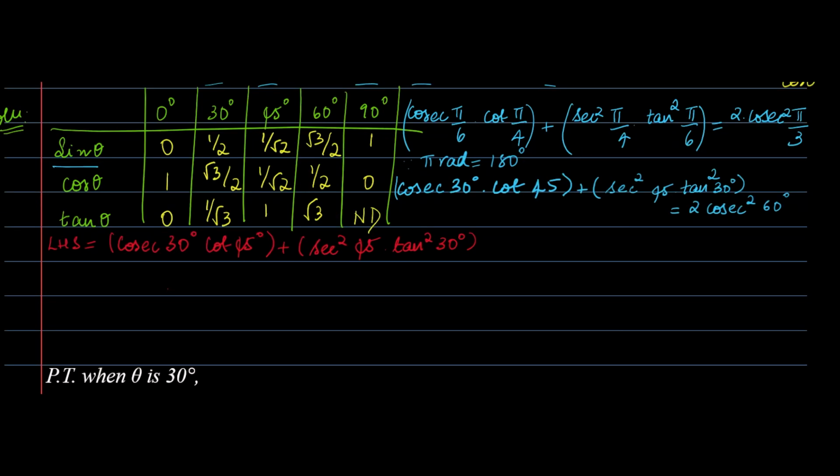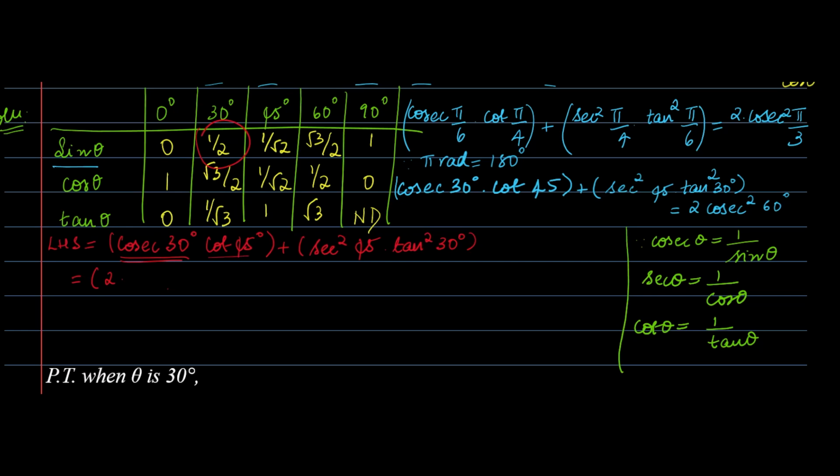We must know these reciprocals, that is for all, cosecant theta is a reciprocal of sin theta, secant theta is a reciprocal of cos theta, cot theta is a reciprocal of tan theta. So now in the LHS we have first cosecant 30 degrees. Cosecant 30 degrees will be the reciprocal of sin 30 degrees. The value of sin 30 degrees is 1 by 2. So we will have 2 into cot 45 degrees.